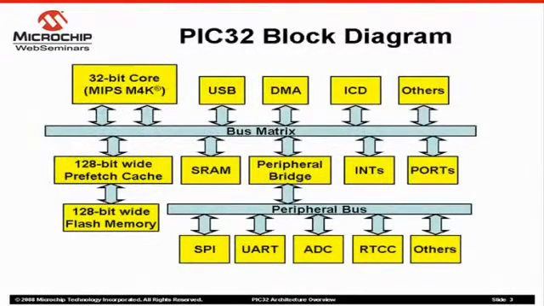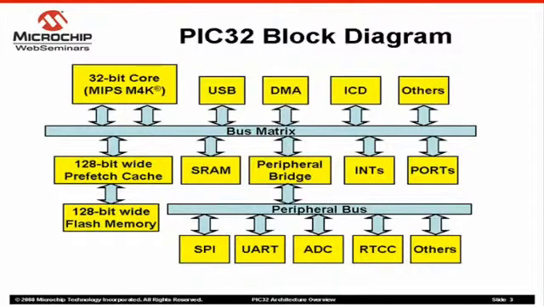This is a simplified view of the PIC32 chip. The PIC32 employs the M4K 32-bit core from MIPS Technologies. The M4K is a Harvard architecture-based core. It contains separate instruction and data buses connected to the bus matrix. I will provide you with more information about M4K in the next slide.